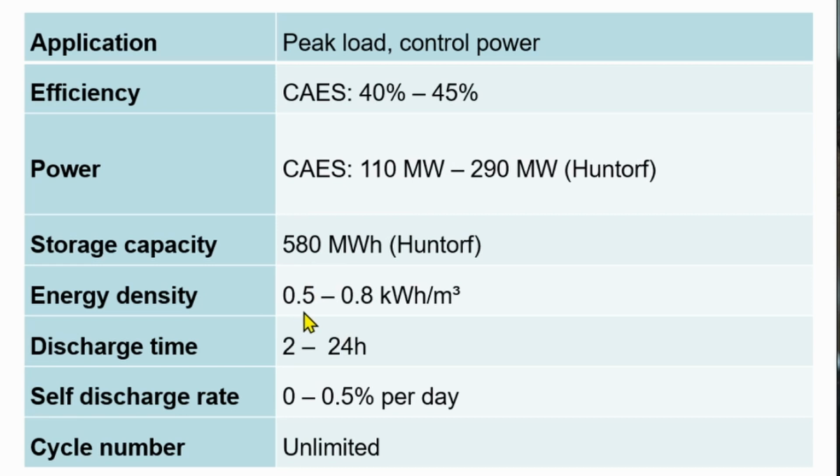The energy density is 0.5 to 0.8 kilowatt hours per cubic meter, so significantly less than that of pumped hydro storage power plants. Discharge time is 2 to 24 hours, it could be even longer depending on the needs. Self-discharge rate is similar to the pumped hydro storage power plants, 0 to 0.5% per day. Also, cycle number is theoretically unlimited.